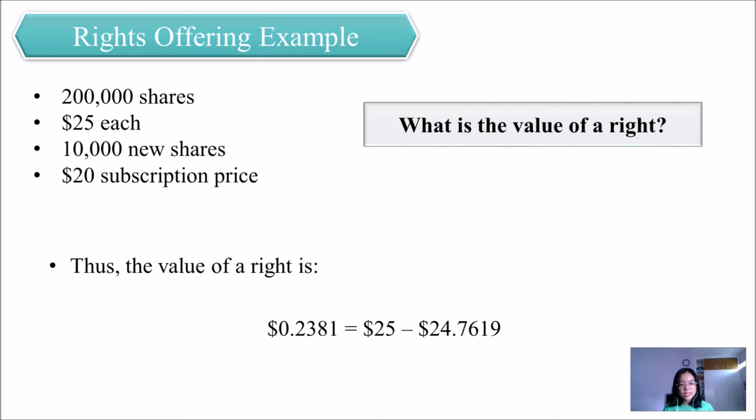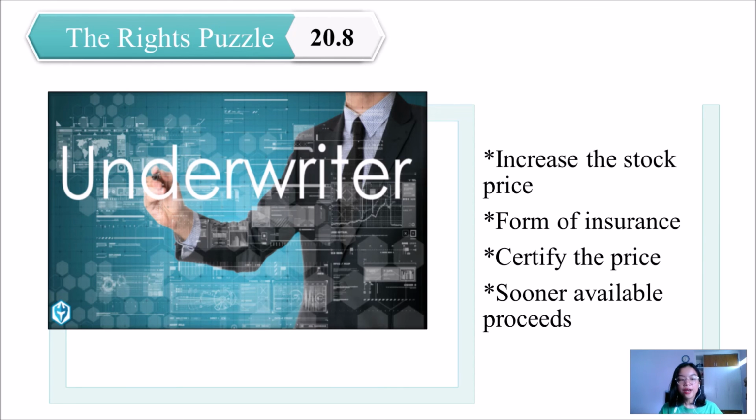For the last question, what is the value of a right? We take the price of each share minus the ex-rights value that we calculated in the previous question, and we have the result: the value of a right is $0.2381. That's all I want to say about the rights offering.